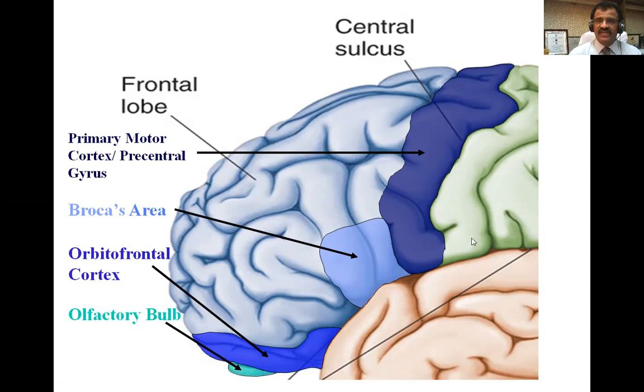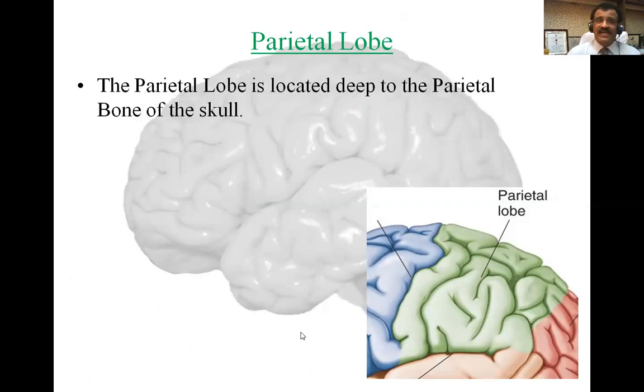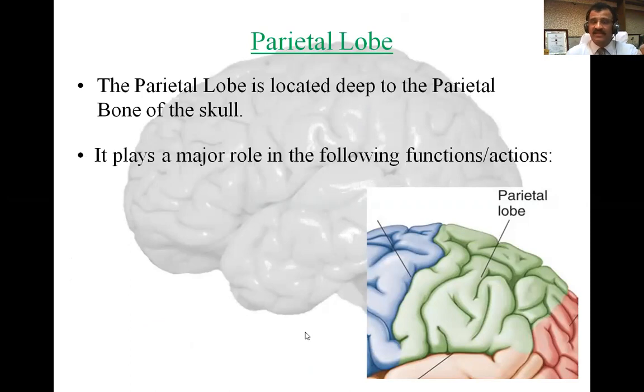So with this picture we have seen most of the structures. And now we'll go to the parietal lobe. The parietal lobe is the second lobe just behind the frontal lobe, or you can say just behind the central sulcus. And this is primarily a sensory lobe. So the frontal lobe is a motor lobe, the parietal lobe is a sensory lobe. The parietal lobe is located deep to the parietal bone of the skull, so it is called the parietal lobe.